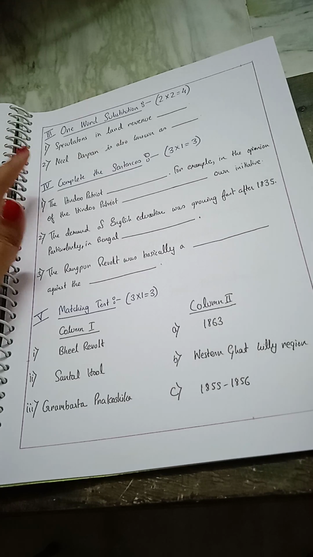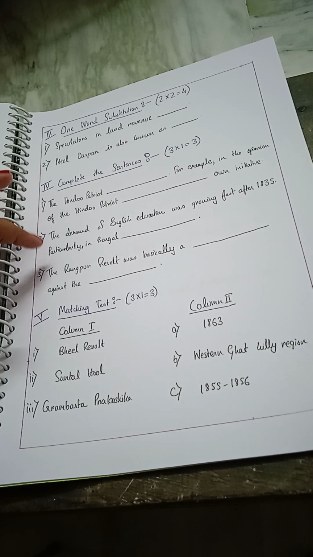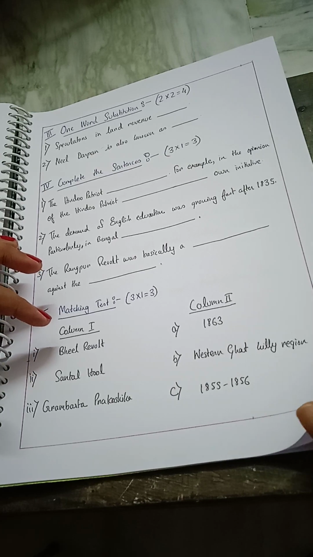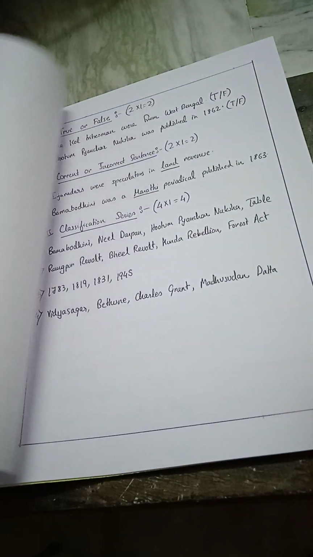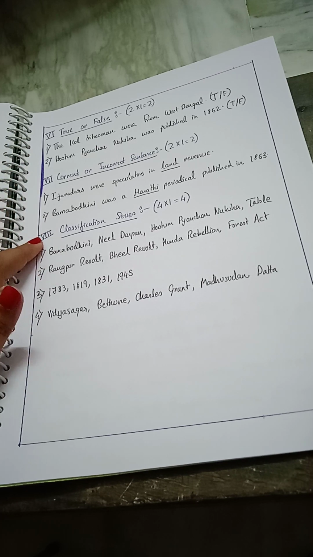Then I have given one word substitution. Again you can see for each there is 2 marks. Then I have given complete the sentences. I have given matching tests, as you can see. Then I have come to true false, then correct and incorrect sentence, and classification of series. So I have given 8 different types of questions here, within 25 marks.